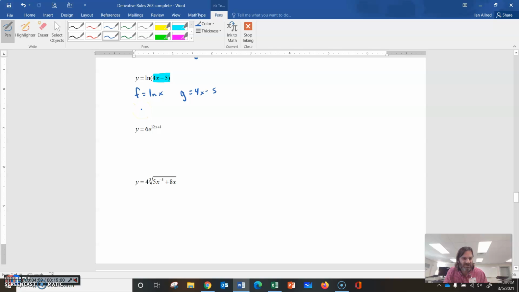So f prime, the derivative of natural log of x, is 1 over x. g prime, the derivative of 4x minus 5, is just 4. So we have f prime and g prime, and we have all the parts for the chain rule here. We need f prime, which is 1 over x in this case, and in that x place I'm going to put g, so that was 4x minus 5. That is g. And this will be times 4, which is g prime.